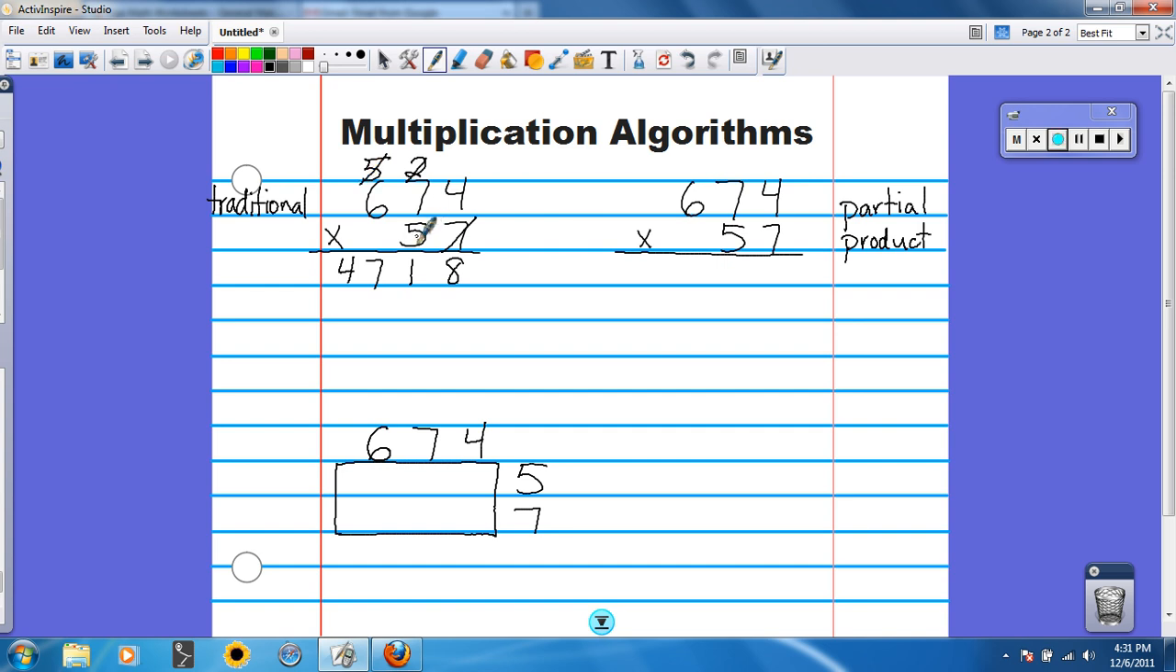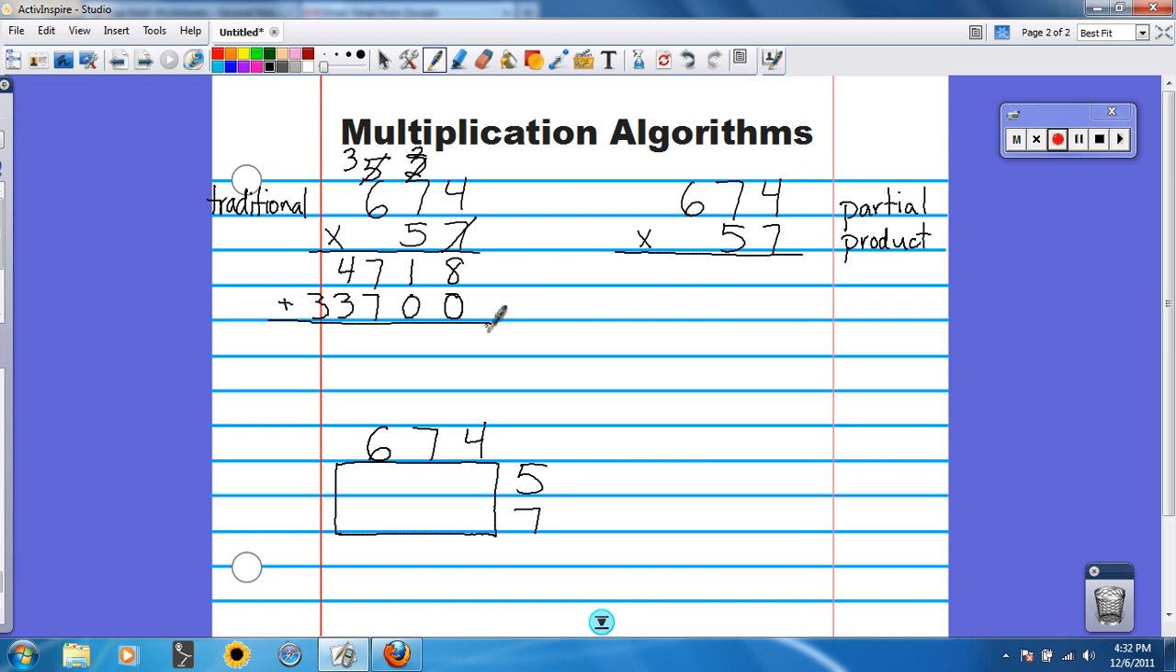Before multiplying by the tens place down here, I'm going to put a 0, so I remember that I'm multiplying by the tens place. 4 times 5 is 20. 7 times 5 is 35, plus 2 is 37. 6 times 5 is 30, plus 3 is 33.